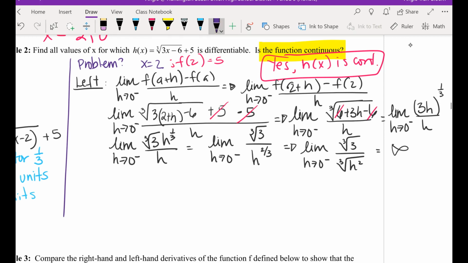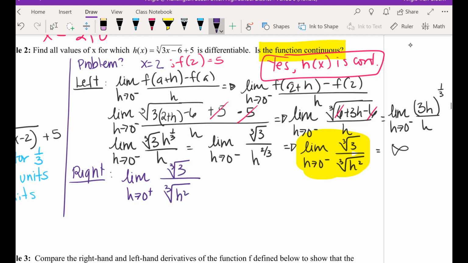Now we are also going to do the right-hand derivative. For the right-hand derivative, I'm going to jump ahead, since all of the algebra is exactly the same until here. Yes or no? Yep, so I'm going to jump all the way there. The limit as h approaches 0 from the right of the third root of 3 all divided by the third root of h squared. What's happening to the right-hand derivative? It's the same. Why is this the same?